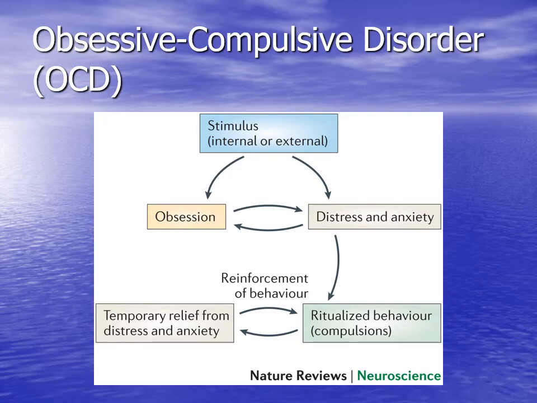Okay, obsessive-compulsive disorder, frequently referred to as OCD. So we have something that comes up, the stimulus, then we have our obsession about it, which causes distress and anxiety, and that causes more of the obsession, which causes more distress and anxiety. So one of our ways of dealing with an obsessive thought is to create some kind of ritualized behavior that makes us feel in control. So there's a compulsion to do something, and that causes a temporary relief from the distress and anxiety, and kind of reinforces doing that behavior. And so this can get really, really locked in.